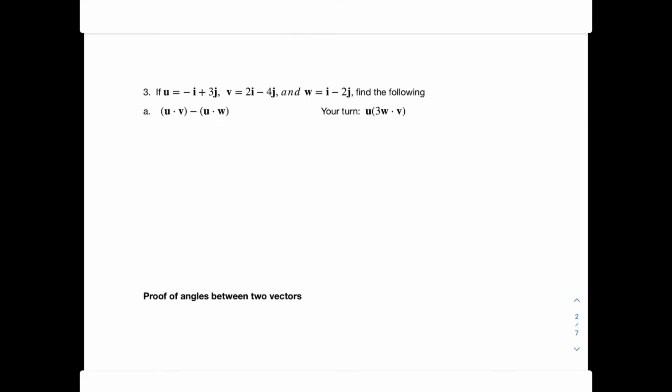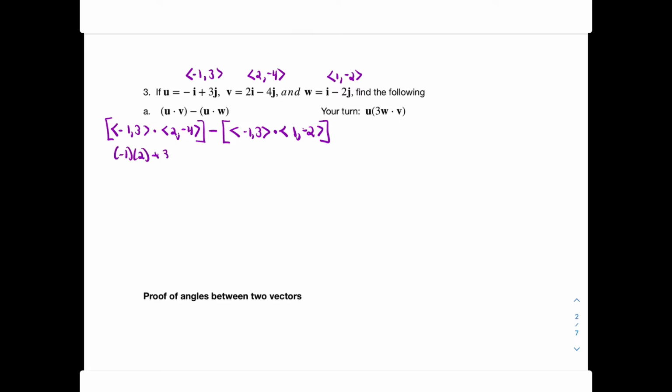Number 3 is done the exact same way, except the first thing we've got to do is translate the standard unit vector into component vector form. And again, I'm going to work with the parentheses first. I want to figure out the dot product of u and v, then subtract the dot product of u with w. U dot product with v will give me negative 1 times 2 plus 3 times negative 4. And the dot product of u and w will give me negative 1 times 1 plus 3 times negative 2. Which simplifies down to negative 7. All right, I want you to try the next one.